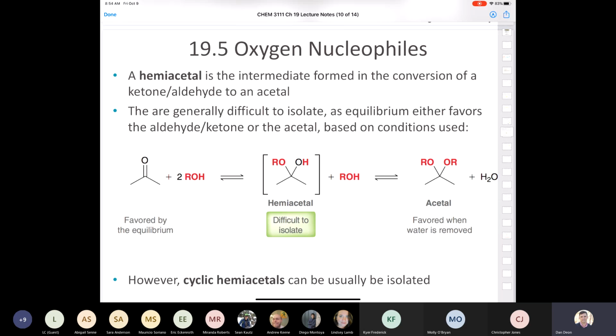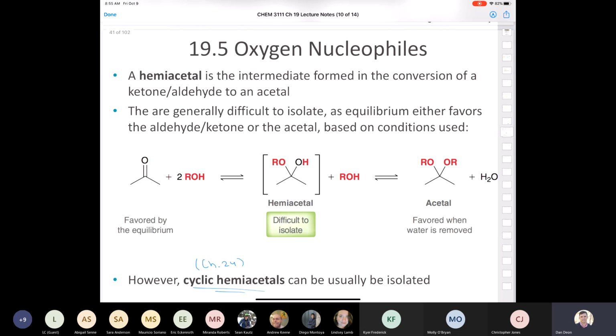Hemiacetal. Let's talk a little bit more about hemiacetal. I just kind of threw that functional group at you and said you have to know what it is. A hemiacetal is the intermediate form in the conversion of that ketone or aldehyde to an acetal, kind of like the halfway point. Hemiacetals are actually quite difficult to isolate, depending on the molecule, because the equilibrium is generally going to favor either the aldehyde or ketone or the acetal, depending on what conditions you use. However, and this is really important with respect to carbohydrate chemistry, which is chapter 24, and we're going to look at this in even more detail later on, cyclic hemiacetals can usually be isolated.